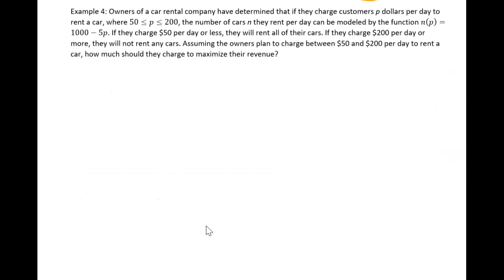Owners of a car rental company have determined that if they charge customers P dollars per day to rent a car, where there's a restriction, the number of cars N they rent per day can be modeled by the function N in terms of P is equal to 1,000 minus 5P. If they charge 50 or less, they'll rent all of their cars. If they charge 200 per day or more, they'll not rent any cars. Assuming the owners plan on charging something in between, how much should they charge to maximize their revenue?